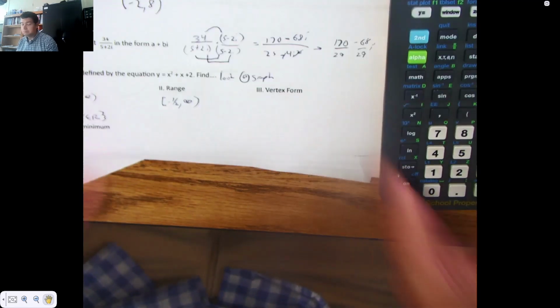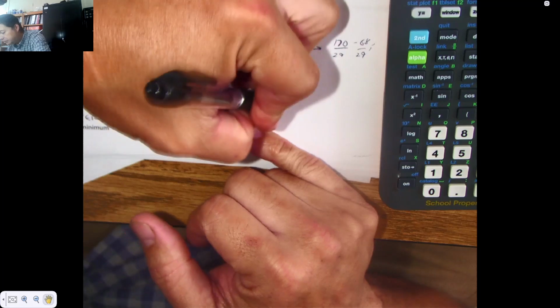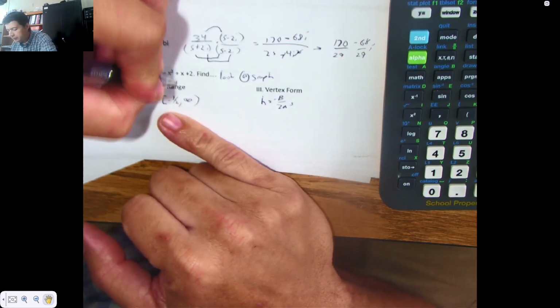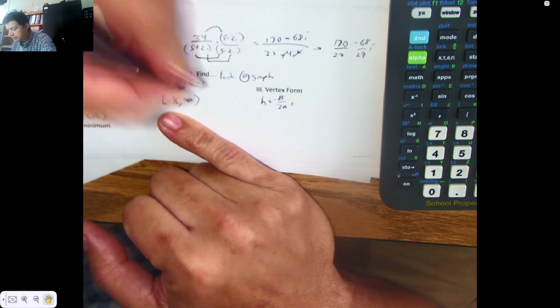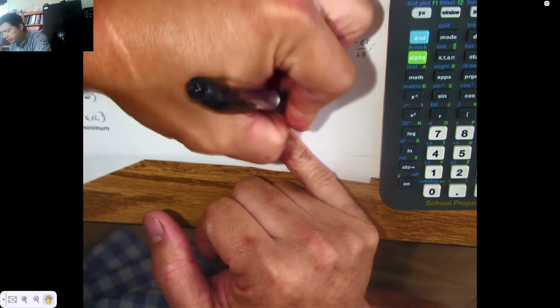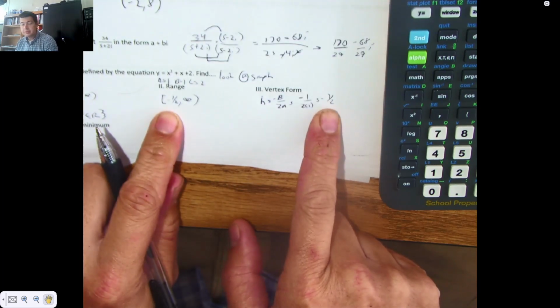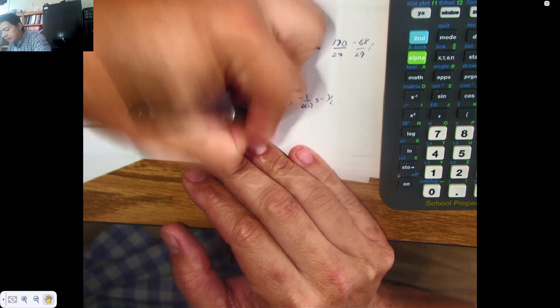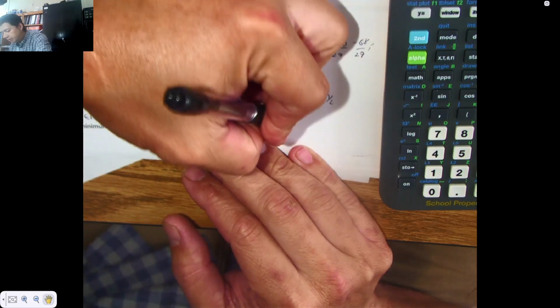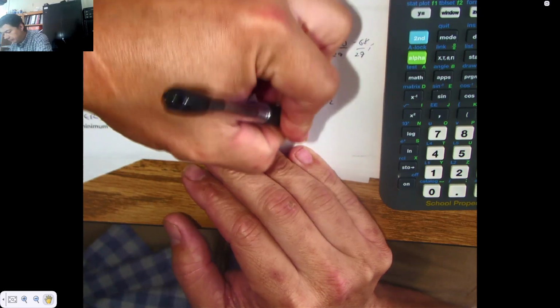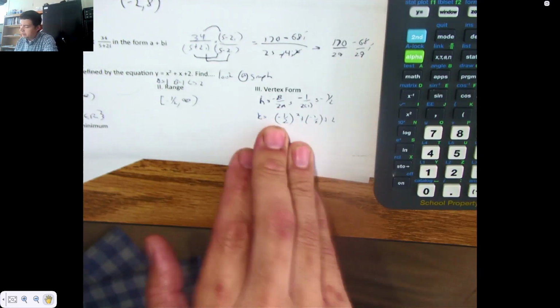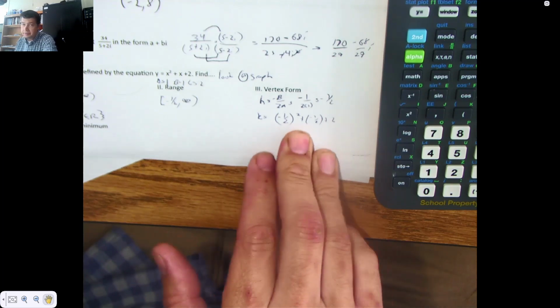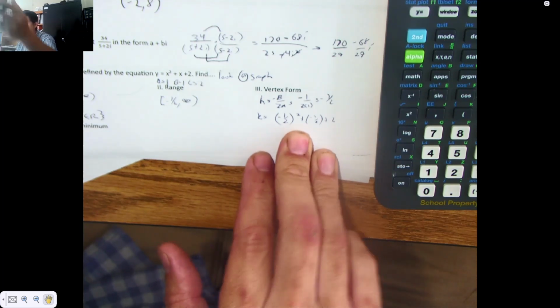Vertex form. That's not too hard. I know that h is negative b over 2a. So a is 1, b is 1, even though it doesn't matter, c is 2. So negative 1 over twice a, 1, is negative 1/2. Notice the connection there? See how those match? K is found by taking your negative 1/2 and plugging it in. And that would be a fourth minus a half, which is negative 1/4. That's kind of hard to see, isn't it?